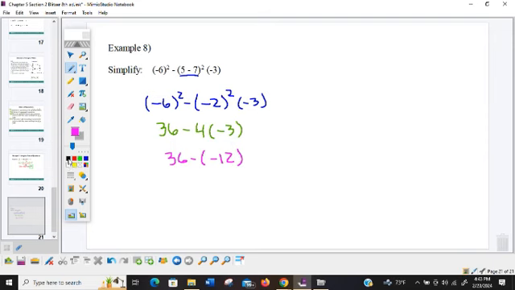And then my last step is to do my addition and subtraction from left to right. So this turns into 36. Remember, when you have minus and negative, that becomes addition. So 36 plus 12, and the answer to this one is 48.